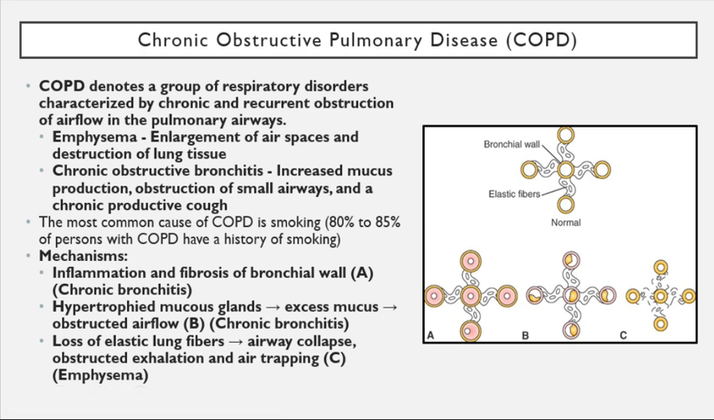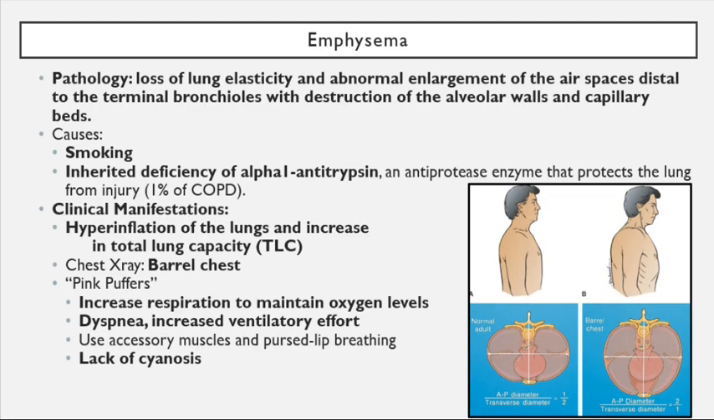The mechanism is inflammation and fibrosis of the bronchial walls. Makes sense. And hypertrophied mucus glands, which leads to excessive mucus and obstructed airflow. You just got to make sure you don't get this confused with cystic fibrosis, which is something other students might struggle with because both start with a C and they produce mucus and stuff like that. So make sure you get that straight in your head.